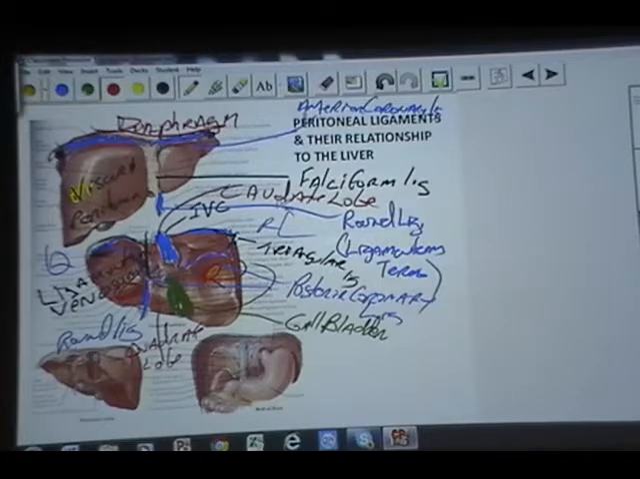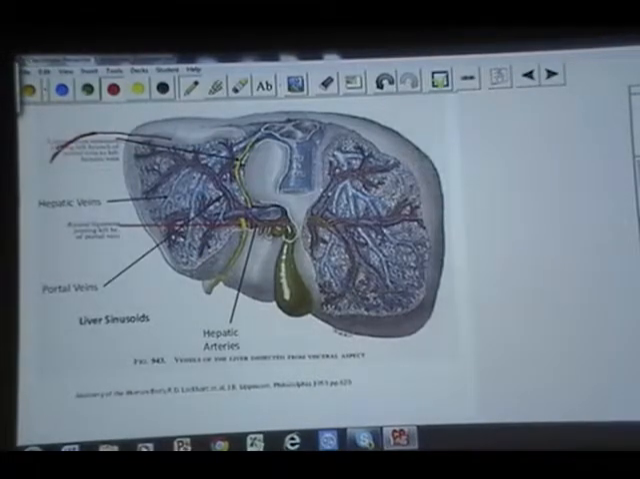Okay. So here is a vascular picture of the liver, and this is showing a lot of things. Okay, here is that quadrate lobe. Here is the remnant of the umbilical vein, now the ligamentum teres of the liver, or round ligament of the liver. Here's the gallbladder, here's the quadrate lobe under here.